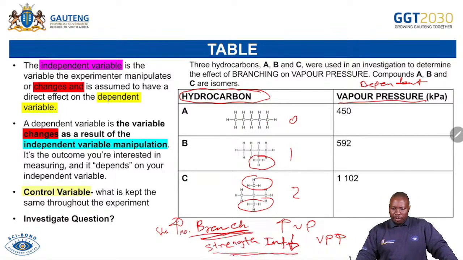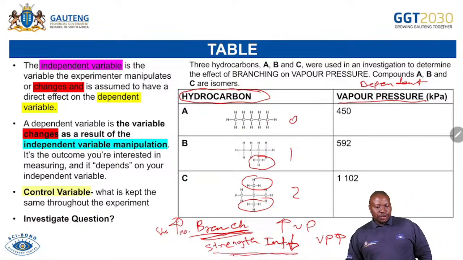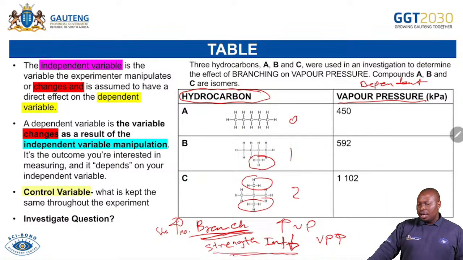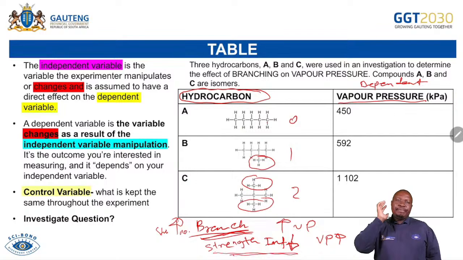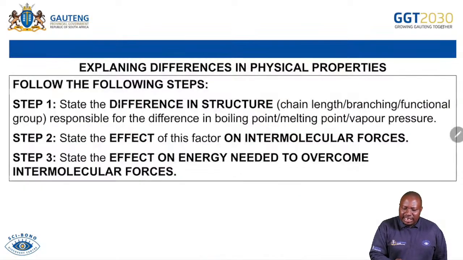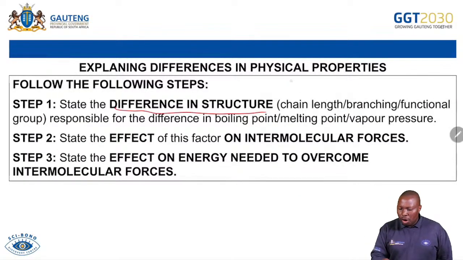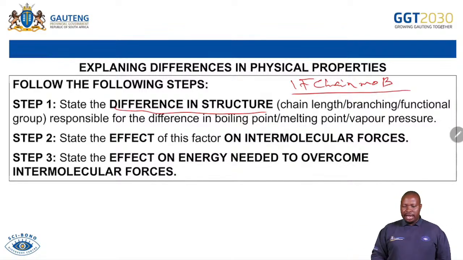Now, without wasting time, we can move to a strategy for explaining the difference in physical properties. How do you go about answering this question? That's what this slide is talking about. Step number one, you check the difference in the structure. I've talked about that: chain length, intermolecular force, functional group, molecular mass, or branches. So you're able to check what is different there. That is the first thing you will check to see what is changing.